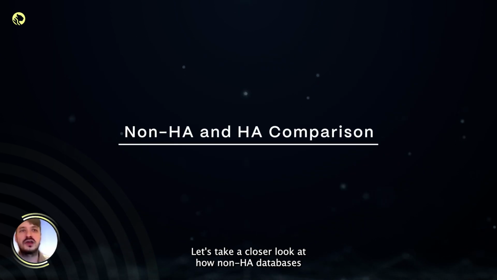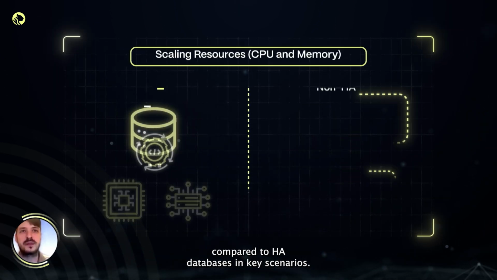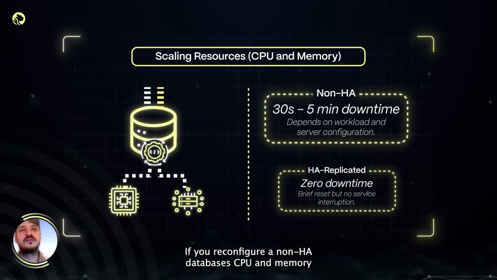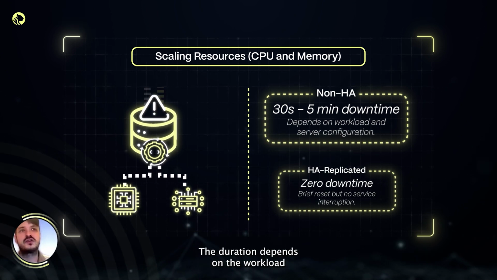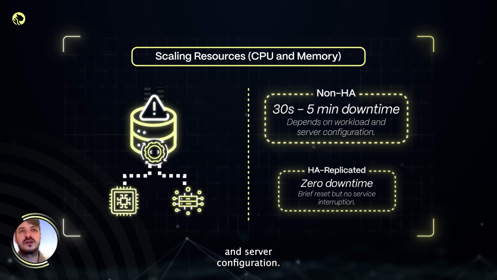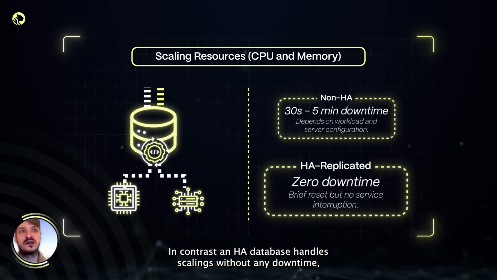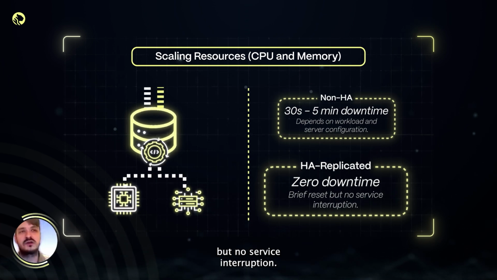Let's take a closer look at how non-HA databases compare to HA databases in key scenarios. First, let's talk about scaling resources, like CPU and memory. If you reconfigure a non-HA database's CPU and memory, you'll typically experience downtime ranging from 30 seconds to 5 minutes. The duration depends on the workload and server configuration. In contrast, an HA database handles scaling without any downtime. At most, users might notice a brief reset of their connections, but no service interruption.